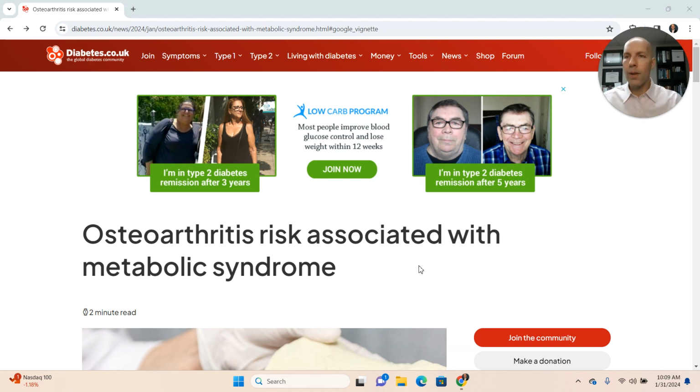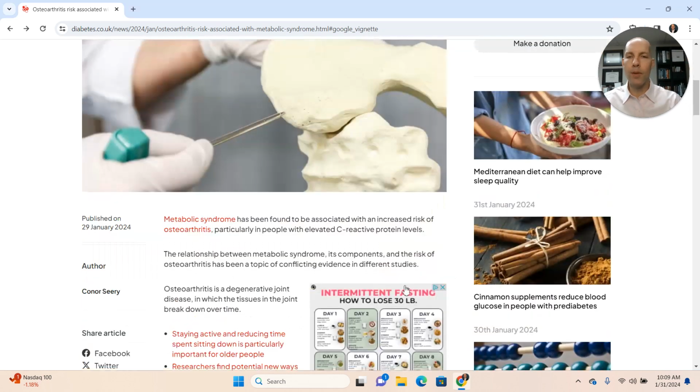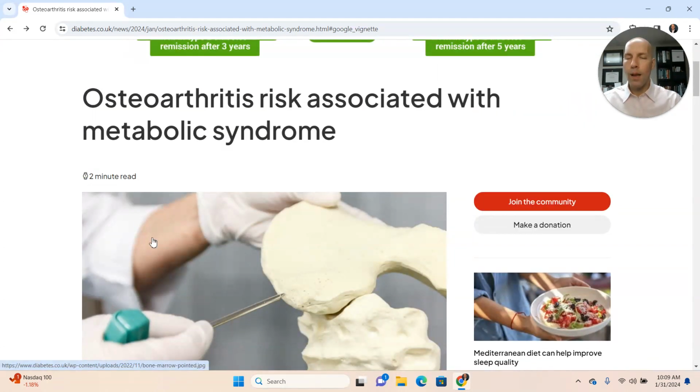So I'm on this website here, this is diabetes.co.uk, and they just recently published, this was 29th of January 2024, and the title of this article is Osteoarthritis Risk Associated with Metabolic Syndrome. One of the things I hear with many of my diabetics coming in is they have achy joints.